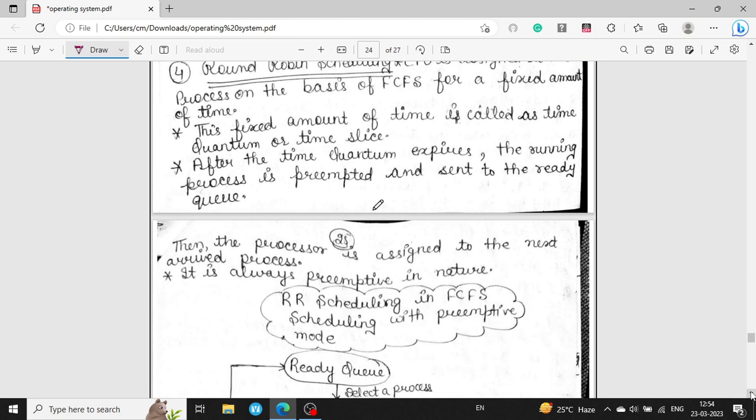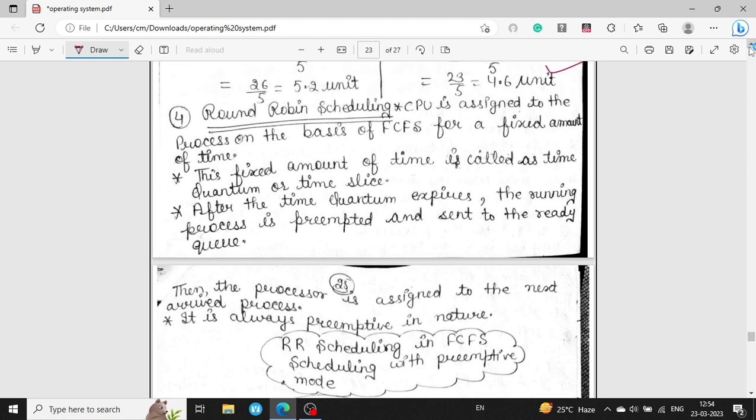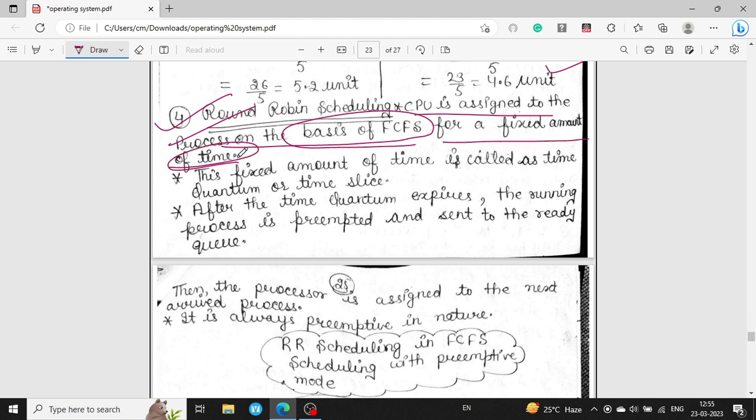Now next method is Round robin scheduling. This is a most important topic from the exam point of view. Round robin scheduling: CPU is assigned to process on the basis of first come first service for a fixed amount of time. Here we use first come first service method with the fixed amount of time.